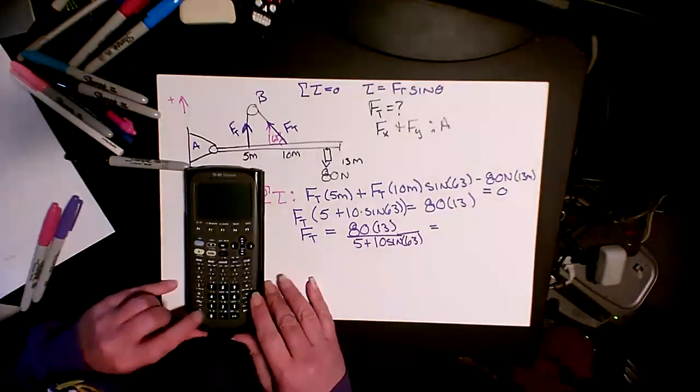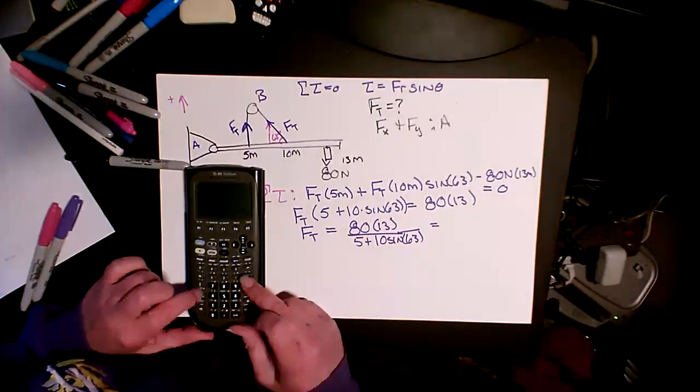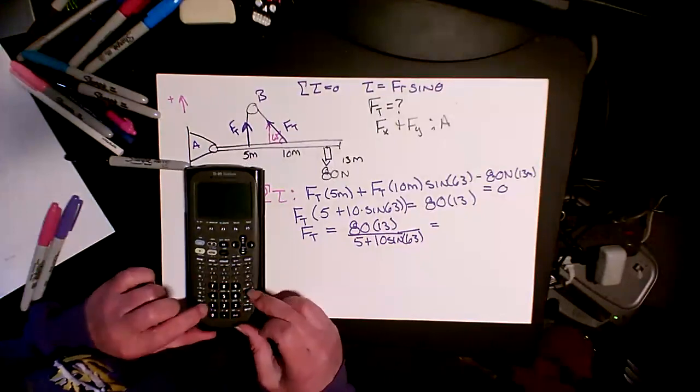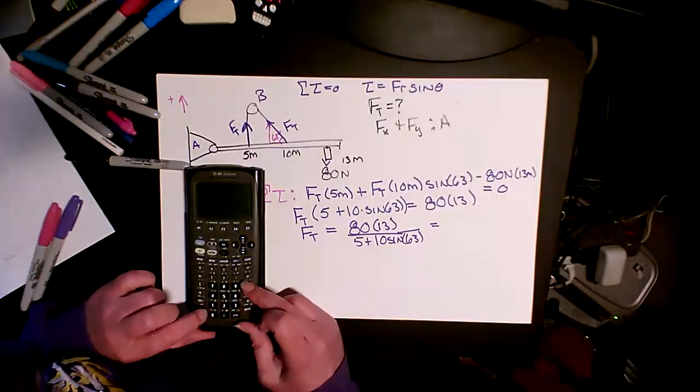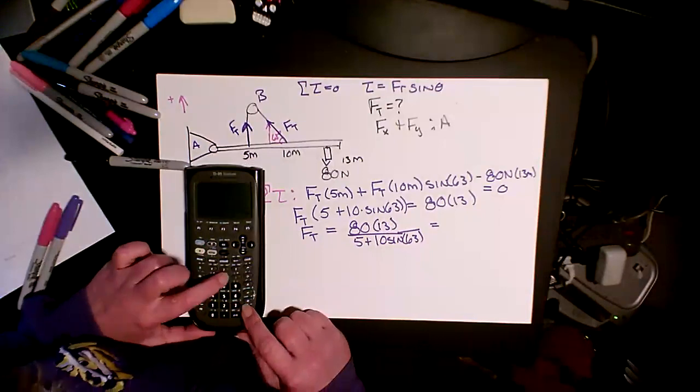Oh, I wasn't nice to myself. Normally I crunch this out ahead of time. So 80 times 13 divided by 5 plus 10 times sine 63. Now here's a note to you.